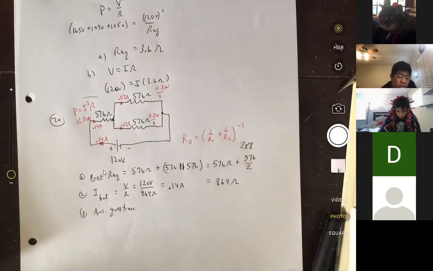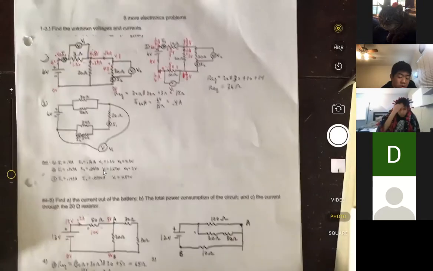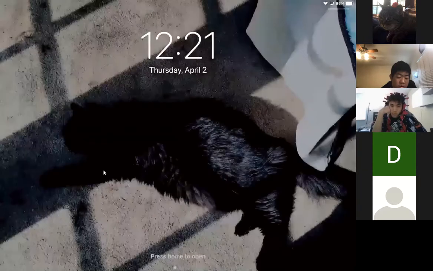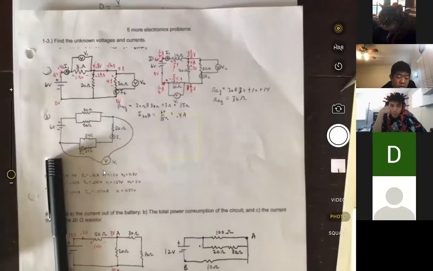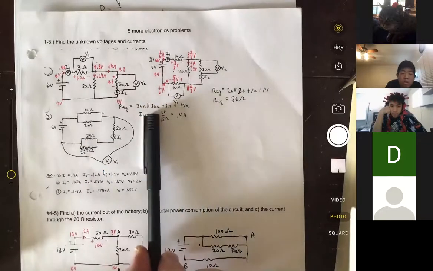Yeah. Okay, here. My 5 more electronics problems, Xerox. So looking at number one, since I already did it in a previous meeting, I'm just going to talk my way through it. On number one, just like the previous problem I did, your first step is to, oh wait, my camera turned off. Okay, great. Your first step is to get the equivalent resistance of the circuit.